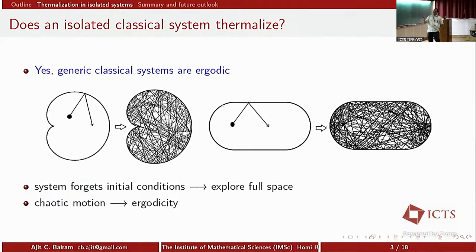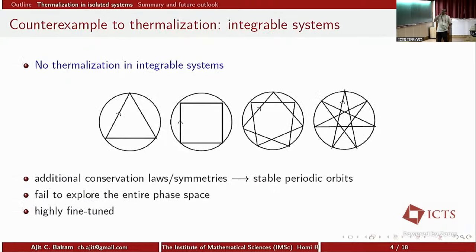All the memory of the initial condition is completely lost. All of the phase space will be fully explored, and where you started the ball from and with what velocity, that information is completely lost. The billiard also shows chaotic motion. So what are some examples where this does not happen? In integrable systems, such things don't happen. There is no thermalization in integrable systems.